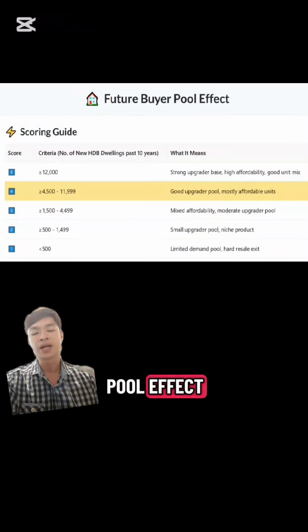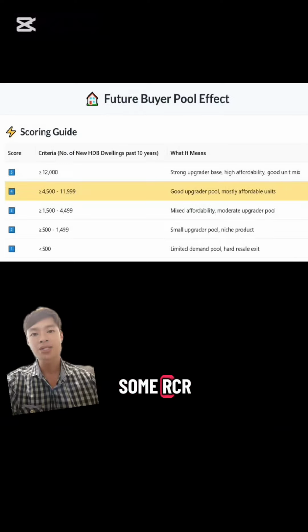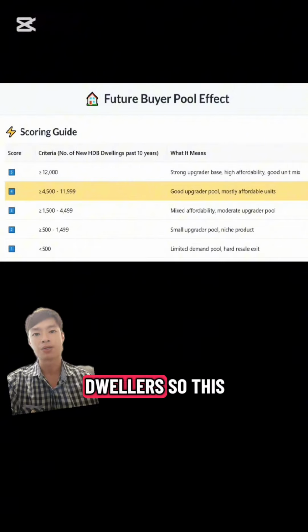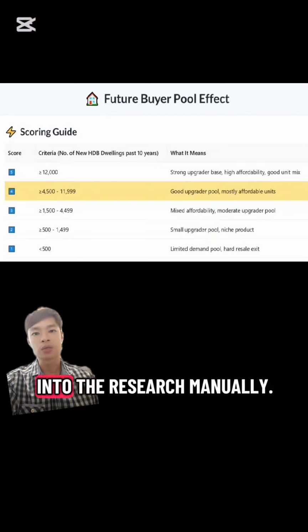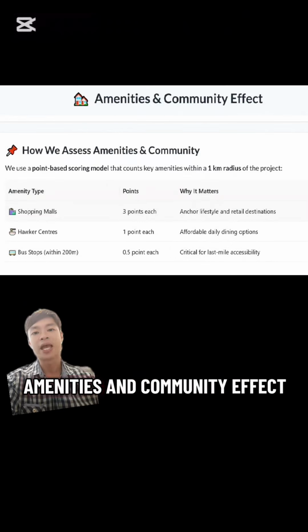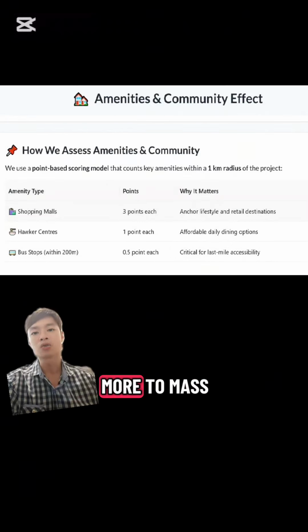For future buyer pool effect, the scoring is based on the number of HDB upgraders. But in some RCR and CCR areas like District 21, District 10, there aren't many HDB dwellers. So this effect does not consider the demographics of that area. And that is why you still need to look into the research manually. Next, you have amenities and community effect. And this applies more to mass market condos.